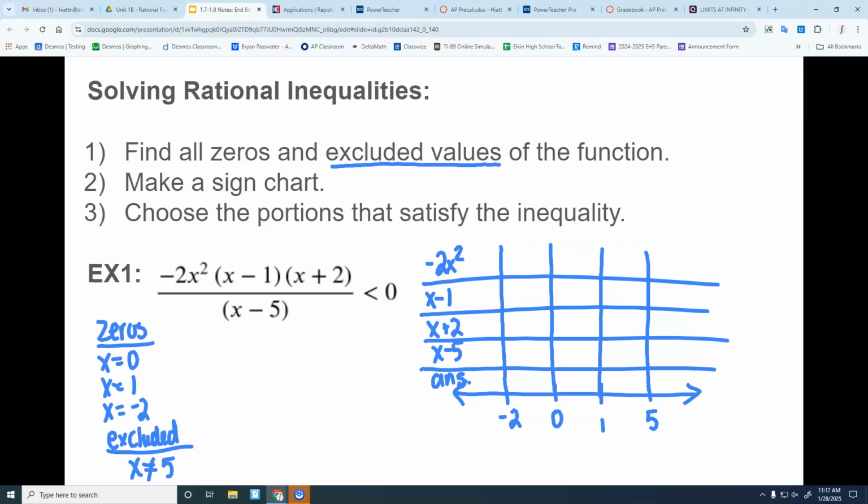And then, just like we did with polynomials, we're filling in positives and negatives. So for this top term, you've got an x squared. When you square something, it's always positive. But if you take that and then multiply it by -2, it is always negative. So that whole top line should be negative.